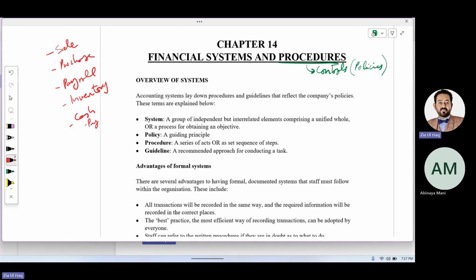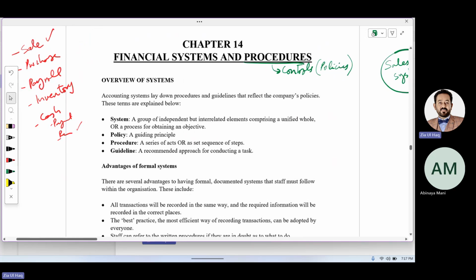In cash payment and cash receipt, we have just discussed the sales system and cash receipt system. So the accounting system lays down procedures, policies, and guidelines that reflect the company's policies. And these terms are explained as system, policies, procedures, guidelines.